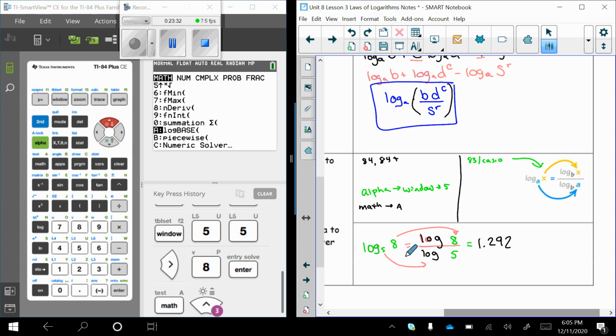Otherwise, that's it. It's a lot about using those exponent rules. When you multiply, you add. When you divide, you subtract. Power to power, you multiply. And now applying that to logarithms. Have a great night.